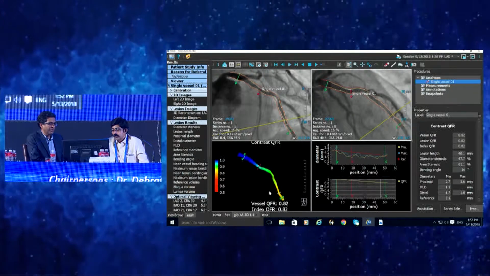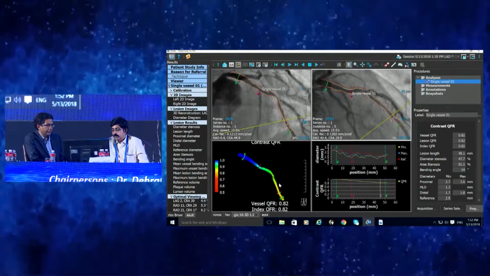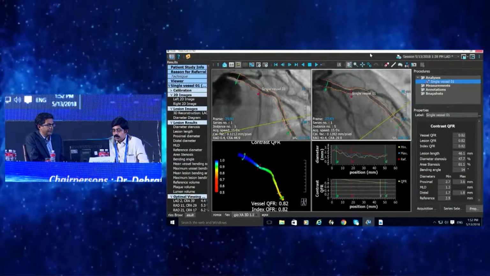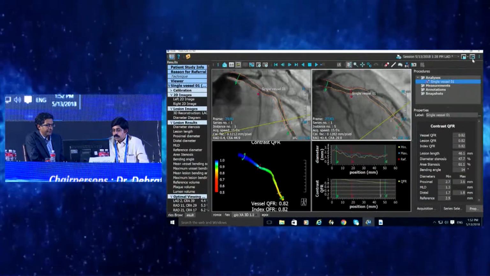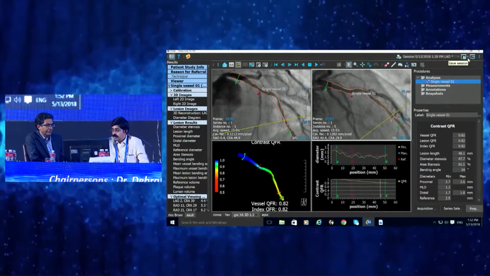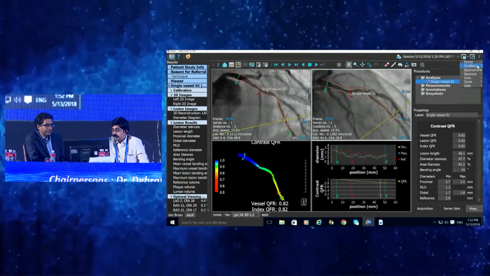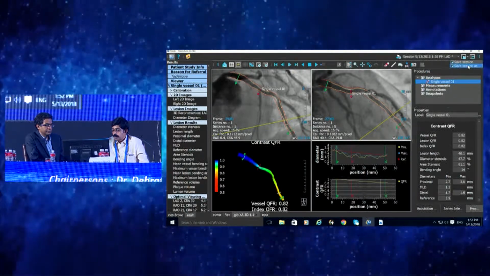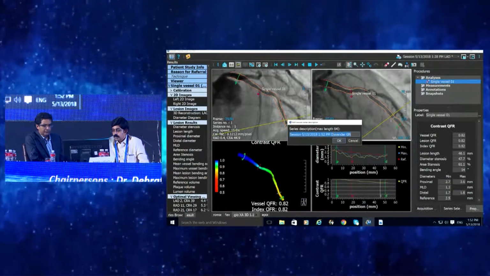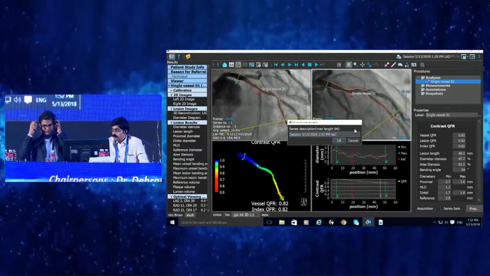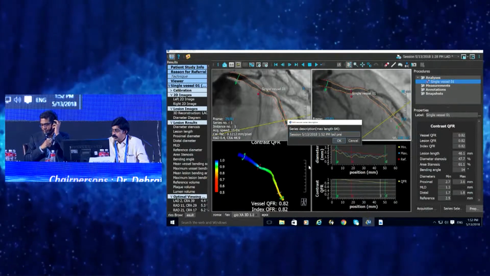So this is the pre-QFR we see, it's 0.82. Now you have to take the post one. Yeah, post one, wait for that. The images are getting transferred from the cath lab to that machine, in which it can calculate. It will take just half a minute. Post, okay.